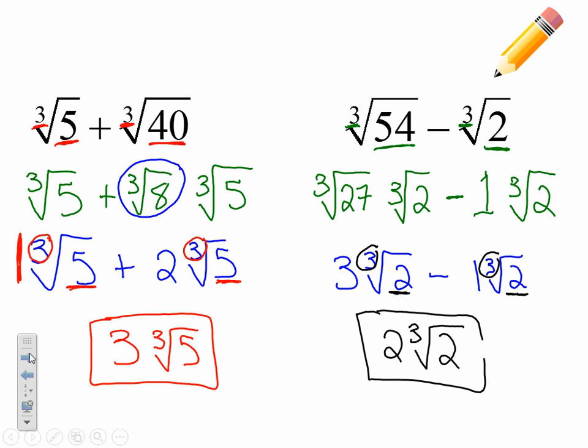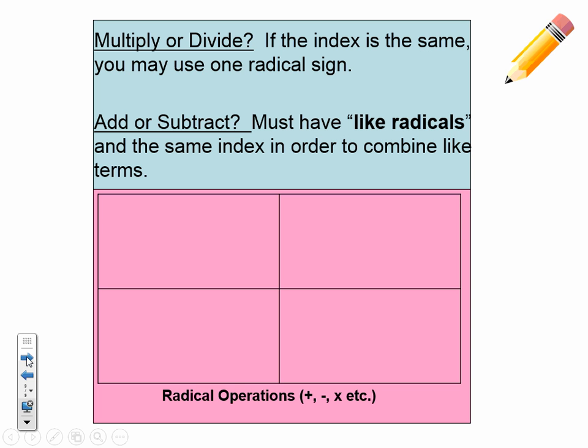So that's all I have for examples for you. I need you to get one note in your foldable. This one right here. We already had the multiplying and dividing one. Now we have adding or subtracting. We must have like radicals. So what's underneath the radical symbol? This must happen. We also must have the same index, and then we can combine our like terms.